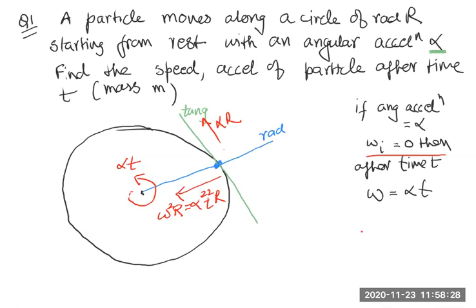So the question is asking me two things. First, it is asking for the speed, and second, it is asking for the acceleration. So since after time t, omega is equal to alpha t, this implies that v, which is equal to r omega, will be equal to r alpha t. This is the speed of the particle. Where is the speed? The speed is here. That's it. Tangential speed is here.